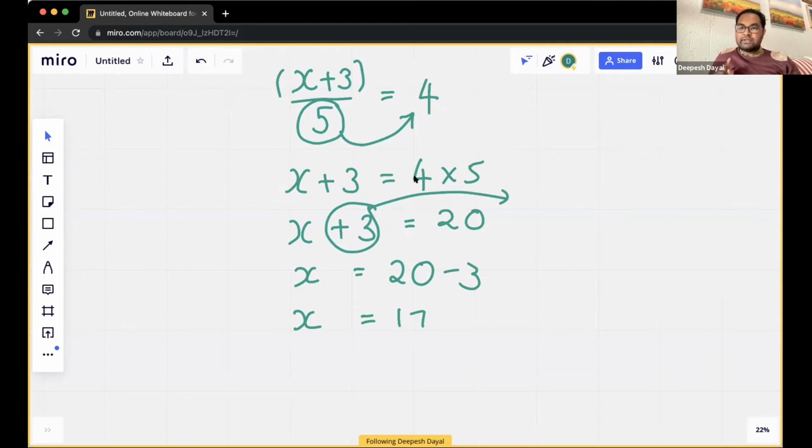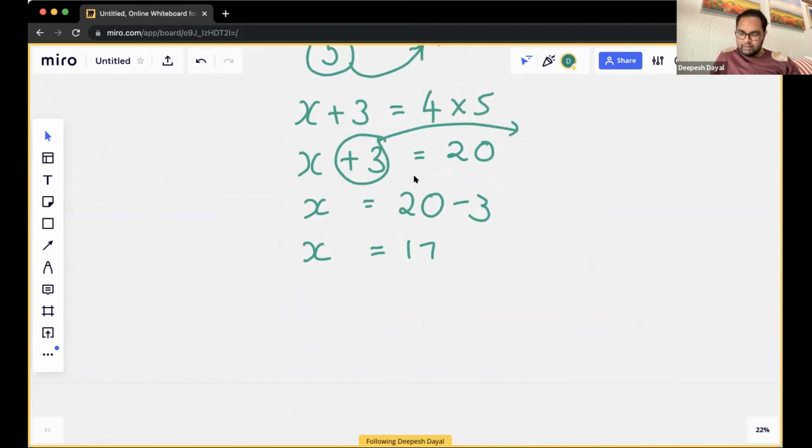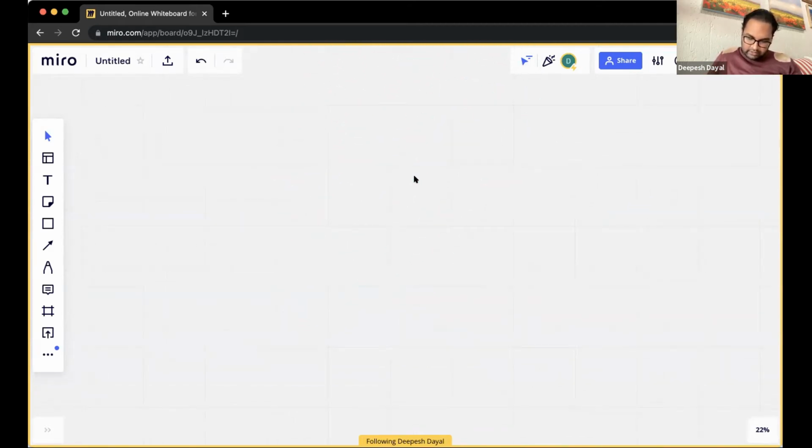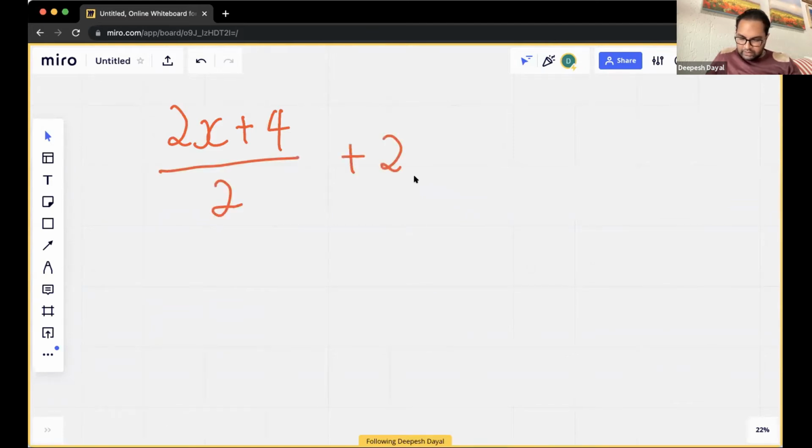So I'm going to make this a bit trickier now for you. I'm going to add in a little bit of extra complexity here. Let's have a look at this with the fractions, right? So I've got here 2x plus 4 over 2 plus 2 equals 10.